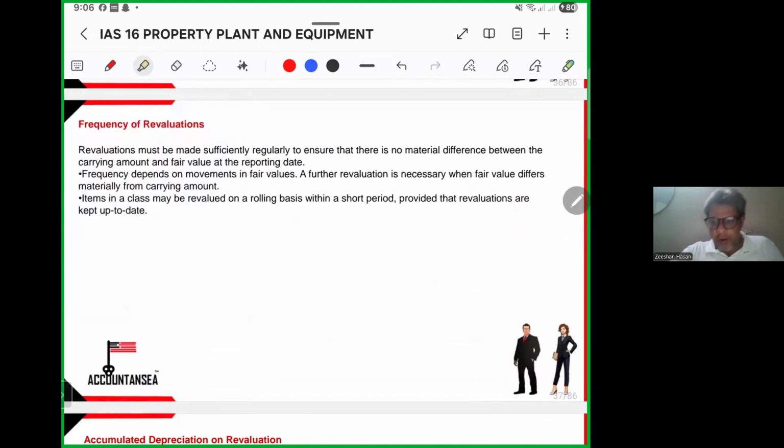As far as the frequency of the revaluation is concerned, revaluation must be made sufficiently regularly to ensure that there is no material difference between the carrying amount and the fair value at the reporting date. The frequency depends on movement in fair values in the particular market. A further revaluation is necessary when fair value differs materially from carrying amount. Items in a class may be revalued on a rolling basis within a short period, provided that revaluations are kept up to date. Okay.